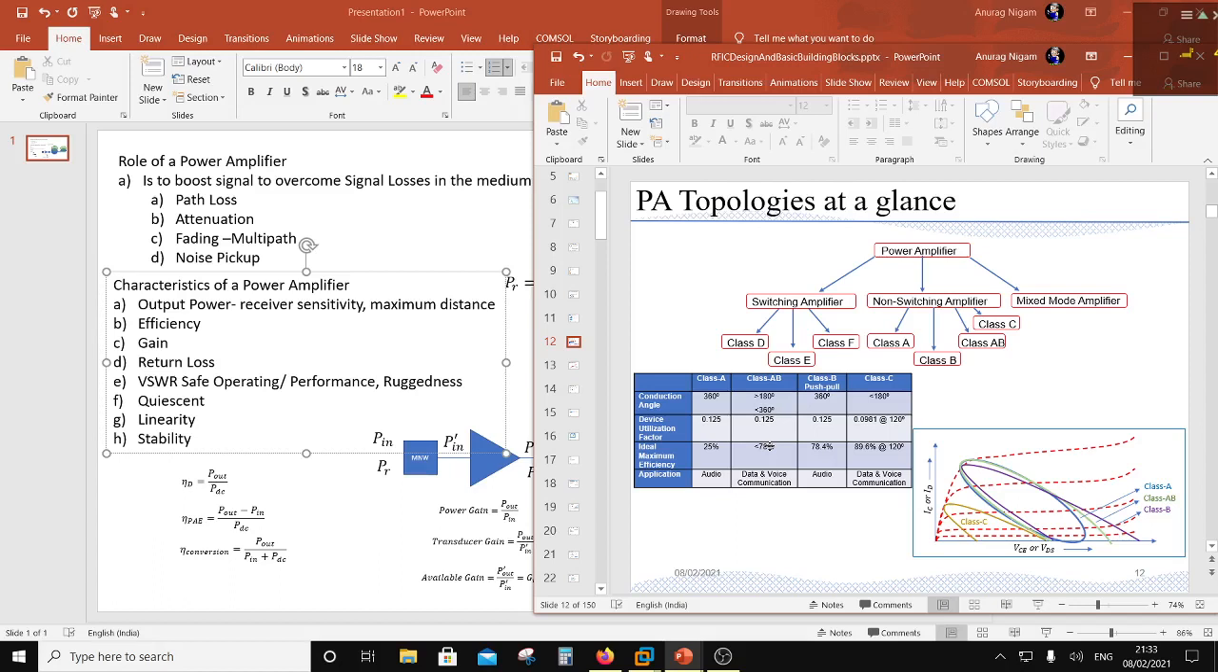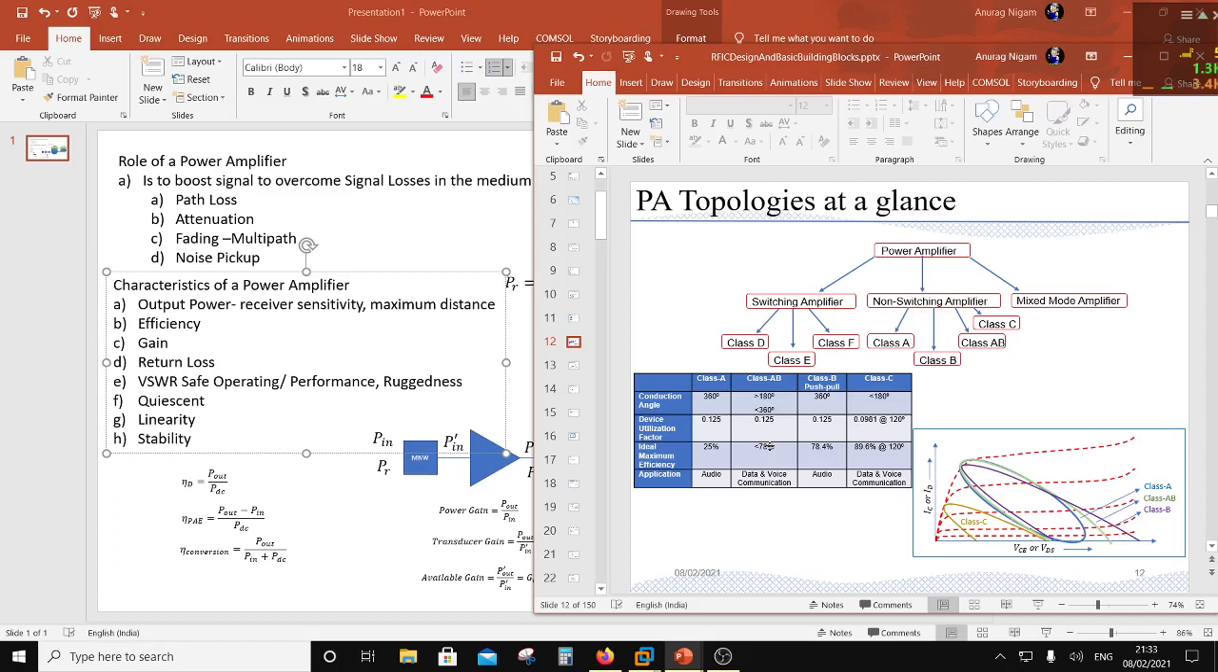Now if the conduction angle is 0, is the efficiency 100%? The answer is no, because then you are not conducting anything. So the efficiency of class C doesn't keep going up as the conduction angle goes down. That's not the case.